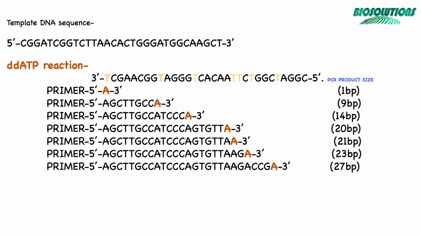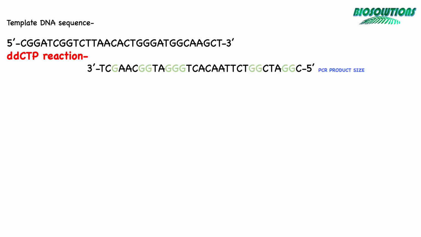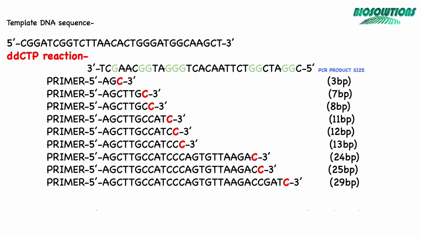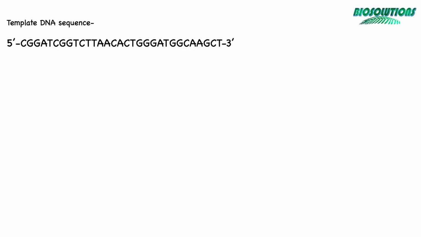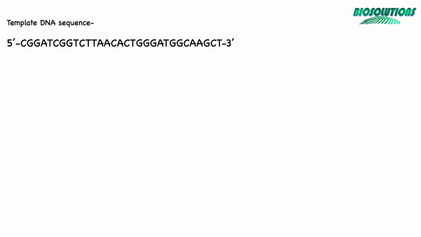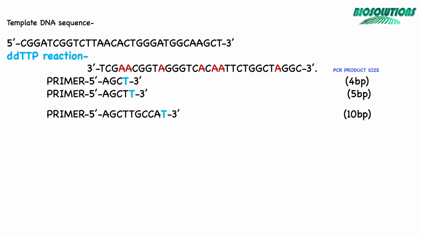If a ddATP has been added, it can't extend. Hence, the new DNA sequence may terminate at various locations of T, as shown here, and we get a unique set of PCR product sizes, like here 1 base pair, 9, 14, 20, 21, 23 and 27 base pair products have been shown. Similarly, different PCR products we get from ddCTP tube and ddGTP tube and from ddTTP tube.